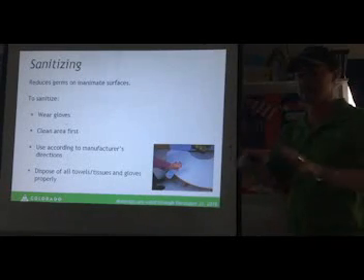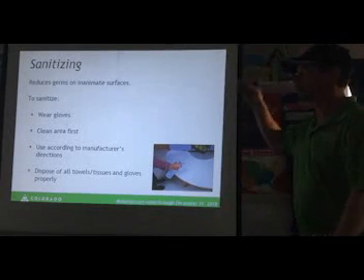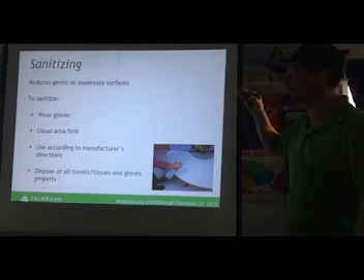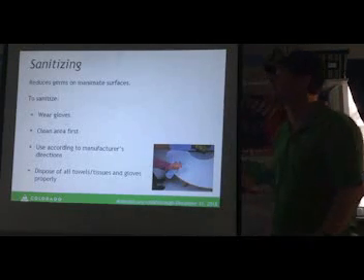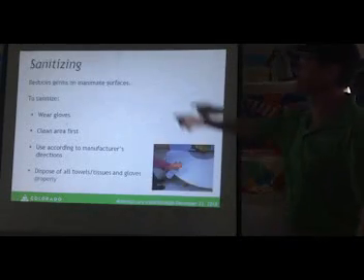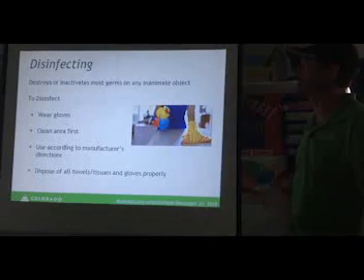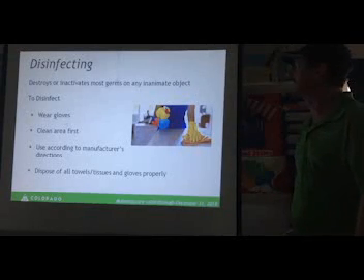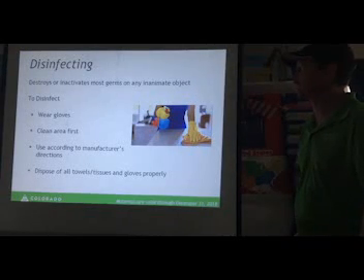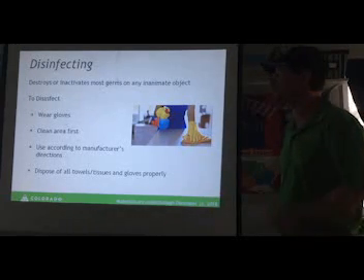Sanitizing. We talked about that specifically in our orientation. I won't really go into that too much, but wear gloves when necessary, clean first, and follow the owner's directions. That's why we put the directions on the back of our sanitizing and disinfecting products. And again, sanitizing is designed to reduce germs on inanimate surfaces. Disinfecting destroys or inactivates germs on any inanimate object. Wear gloves when necessary, especially with harsher chemicals.